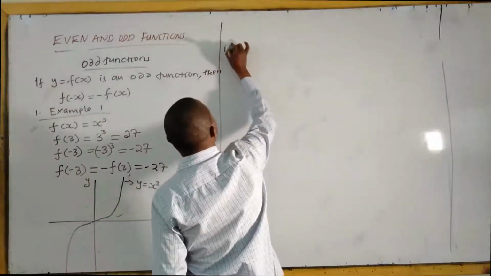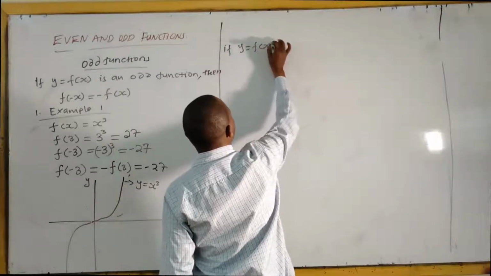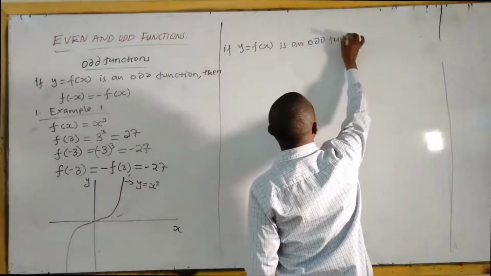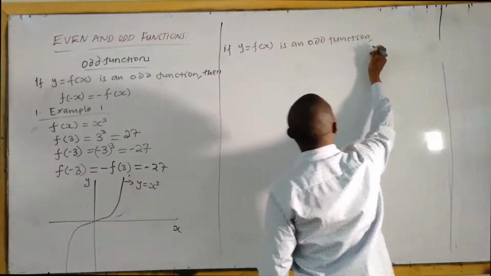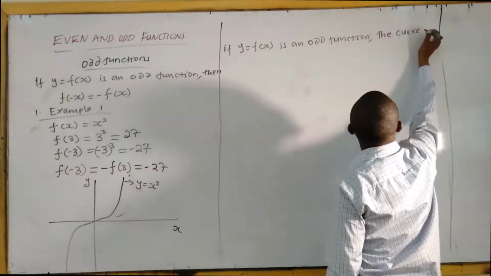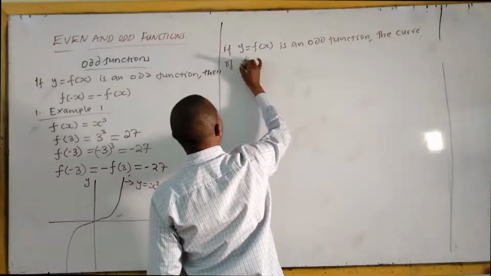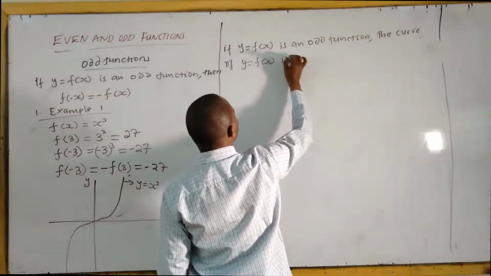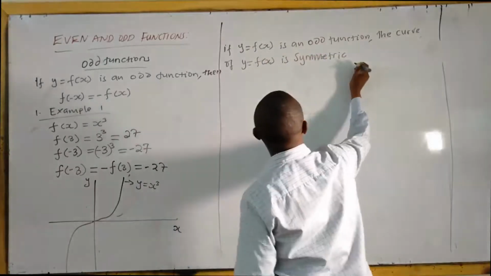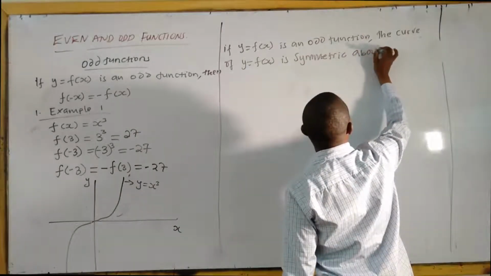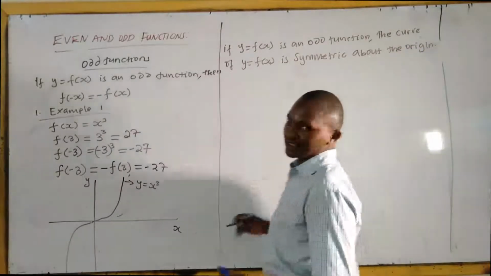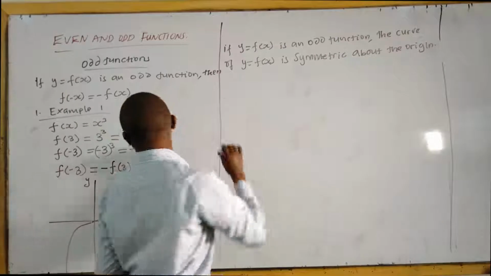So you can say if y equal to a function of x is an odd function, the curve of y equal to the function of x is symmetric about the origin. It is symmetric about the origin. You can draw another example, example 2.